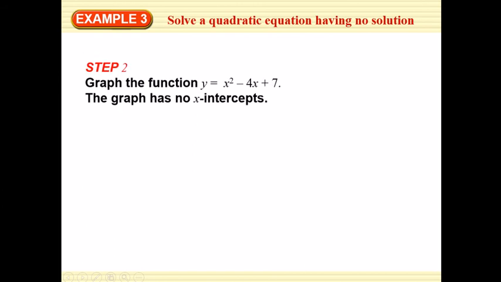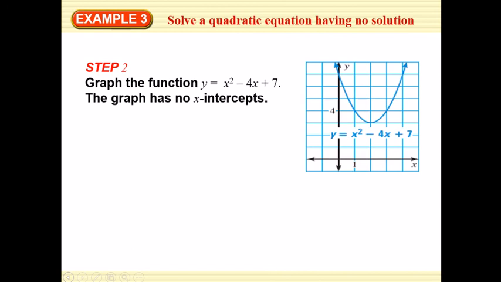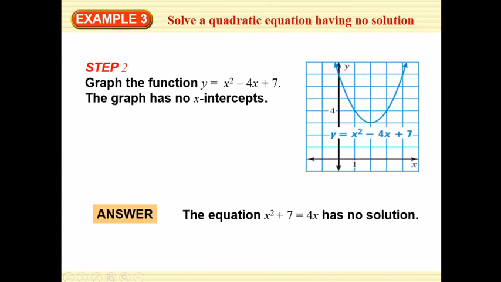Alright, so this graph actually doesn't have any x-intercepts. So if you look at the graph to the right, you would see that it opens up and it's already above the x-axis. So there are no x-intercepts because it doesn't cross the x-axis anywhere. So this would be what is called no solution.